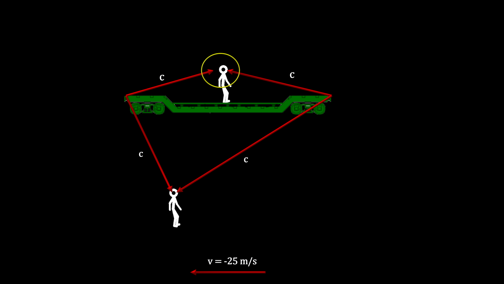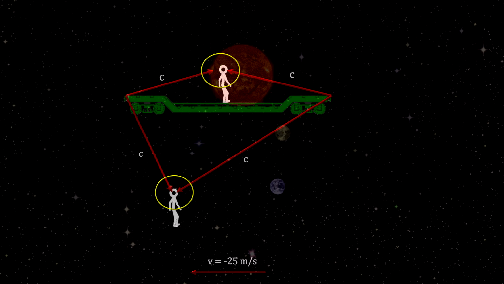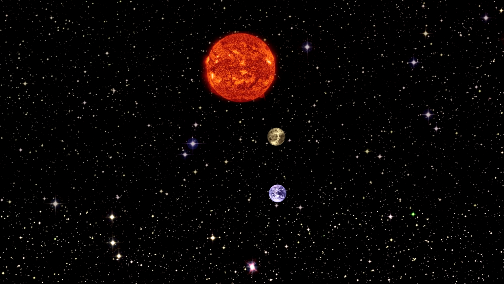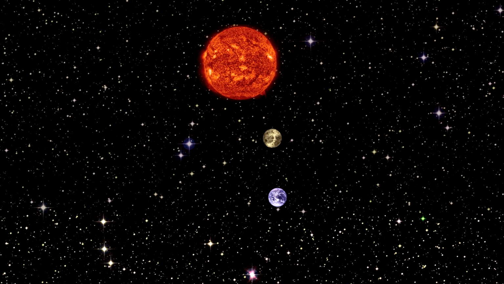The person on the train sees the light from the first strike start traveling to the person on the ground before the light from the second strike. But because he is moving in the direction of the second strike, they get to him at the same time. Who is right? They are both right in their own reference frame. They are simply measuring what they see.